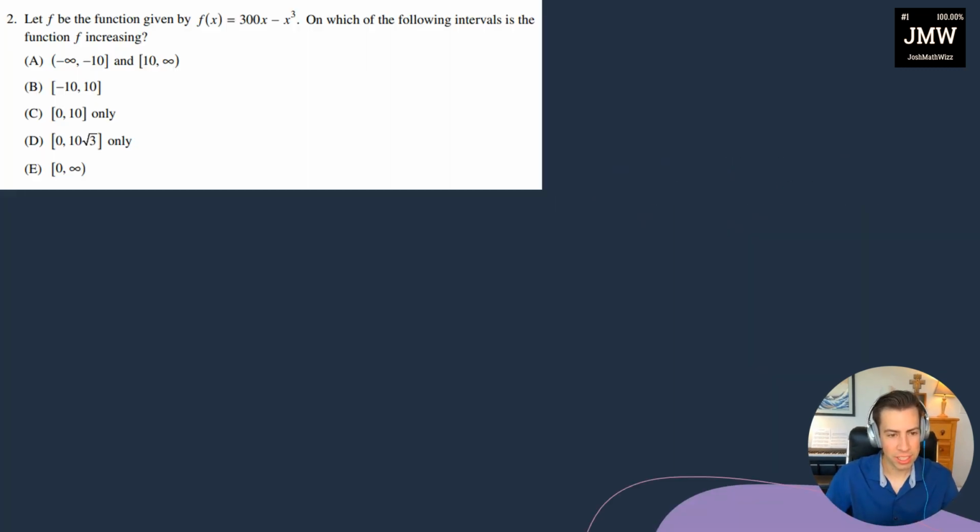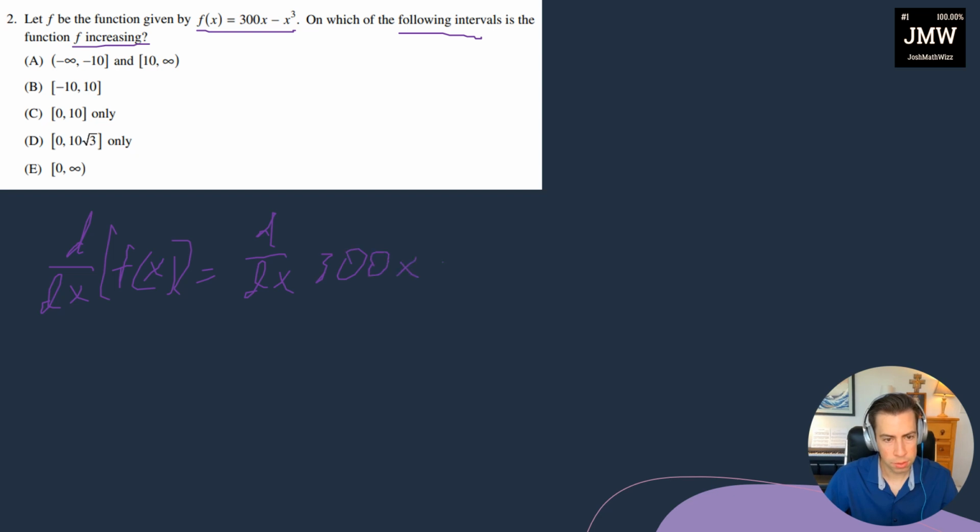Let f be the function given by f of x equals 300x minus x cubed. On which of the following intervals is the function f increasing? All right, so the first thing we want to do here is figure out our critical points. So I will take the derivative of my function. Let me go and do that real quick.